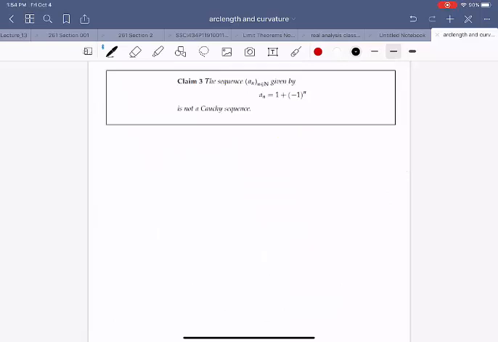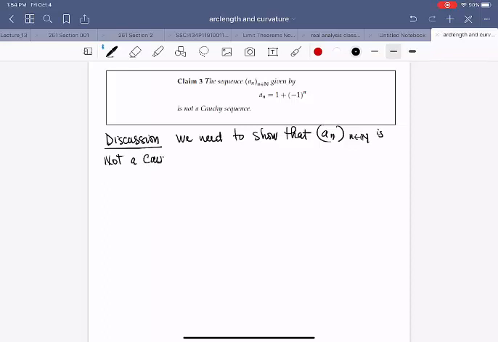Right. In this exercise, we will prove that the sequence given by 1 plus negative 1 to the power n is actually not a Cauchy sequence. Let us have some discussion before we move forward. So here we need to show that a_n is not a Cauchy sequence.